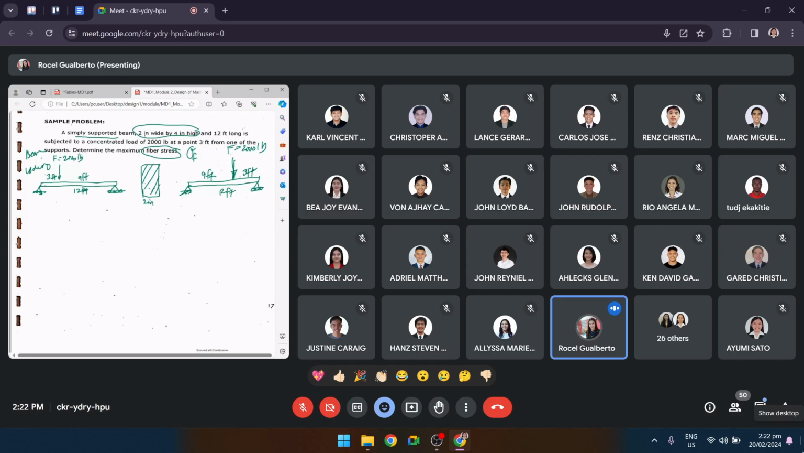The height is 4 inches. Okay? So, we are asked to determine the maximum fiber stress. That would be your flexural stress equal to MC over I. Equal to MC over I. Now, let us first get the M, the C, and the I.